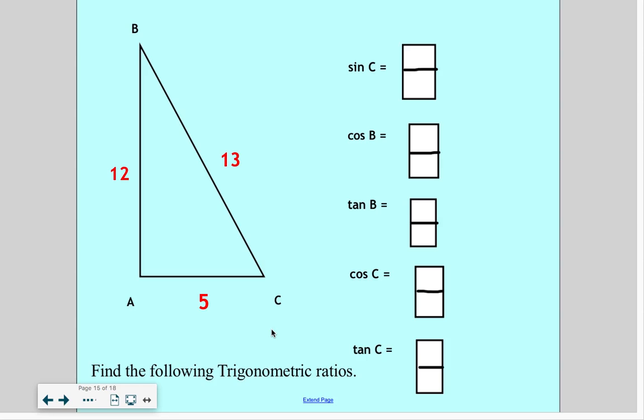All right, at this point, you should have all of yours done. And so let's see, if I have the sine of c, remember, c is going to be right here. Sine is opposite over hypotenuse, so that means that it's going to be 12 over 13. If you got that one, go ahead and give a fist pump.